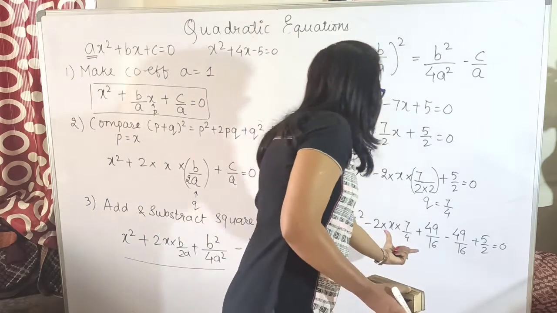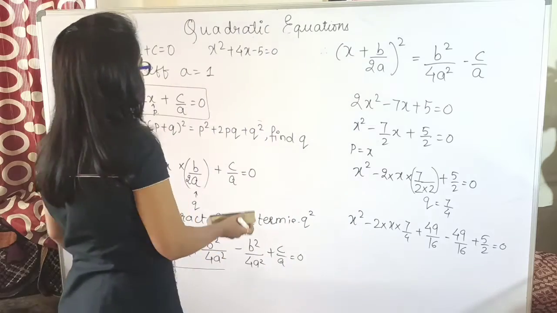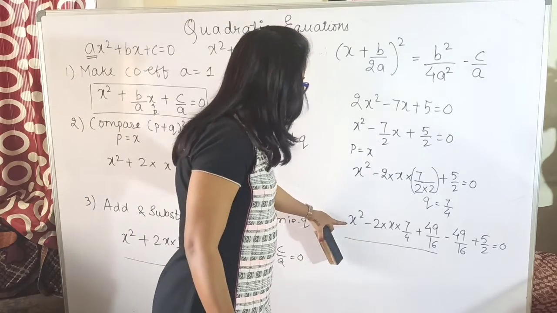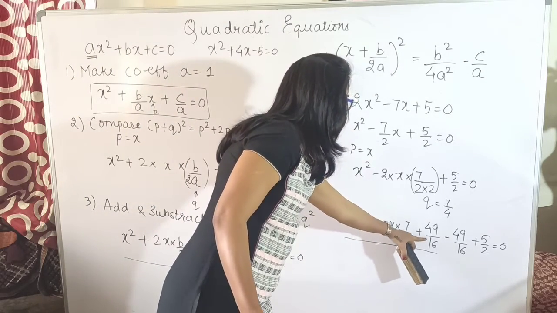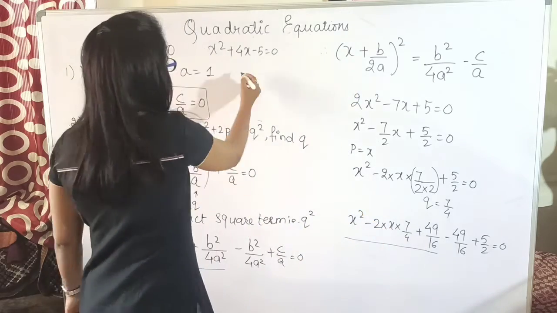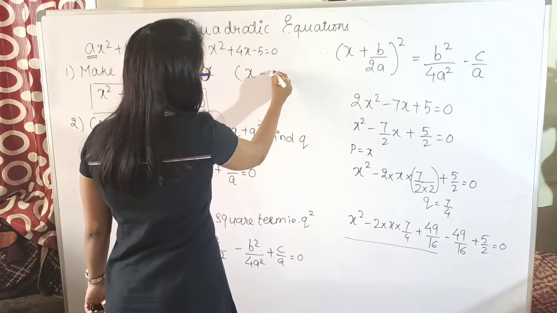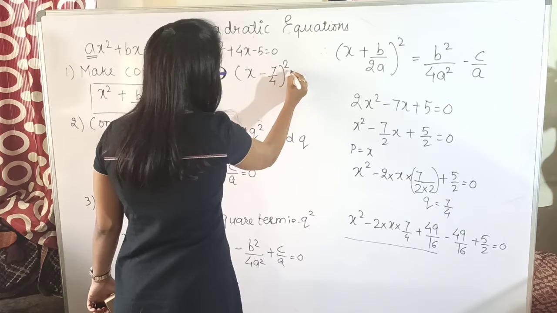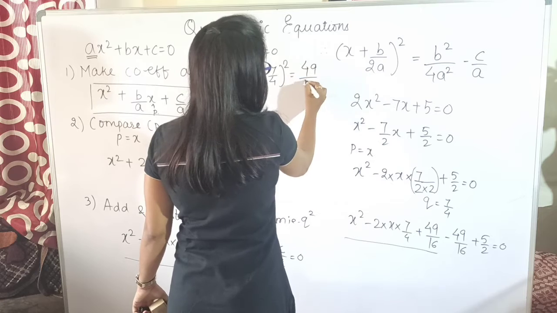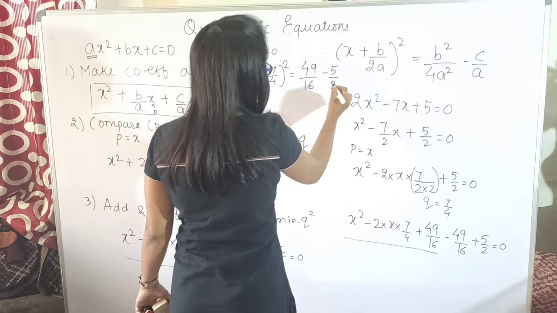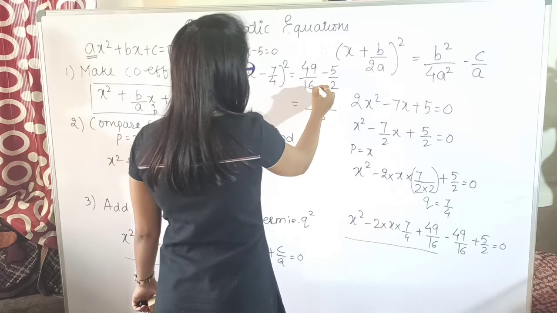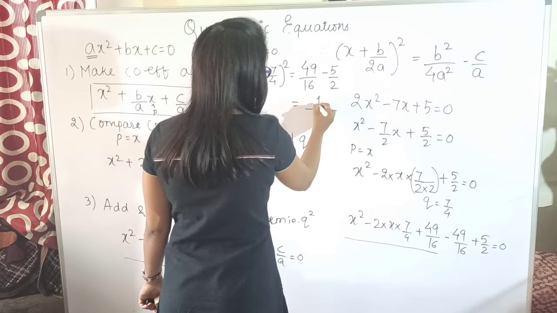Yes, further, this expression could be written as square of x minus 7 by 4 bracket square, because that is the value of my p and q. So let us write down, it will be p minus q bracket square equal to the two terms which are remaining. After you take it on that side, it will be 49 by 16 minus 5 by 2. Simplifying this, you will get the value as 16, 49 minus 5 is the 40, which is nothing but 1 by 16.